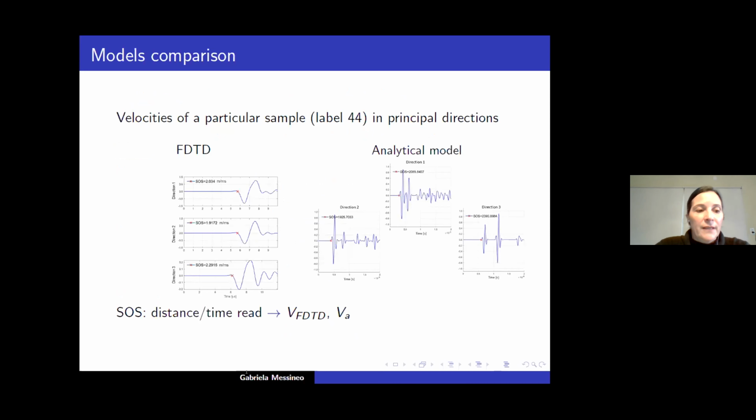In these figures, we can see the waves simulated with each model in one of the 23 samples. And the difference between the waveforms can be attributed in part to the fact that in the finite difference simulation, which is on the left, the only mechanism of attenuation is the scattering, whereas the analytical model also accounts for a dispersive viscous attenuation. That is an attenuation that depends on frequency. Also, the waveforms are quite different. It is clear that the velocities in the principal directions are in good agreement.